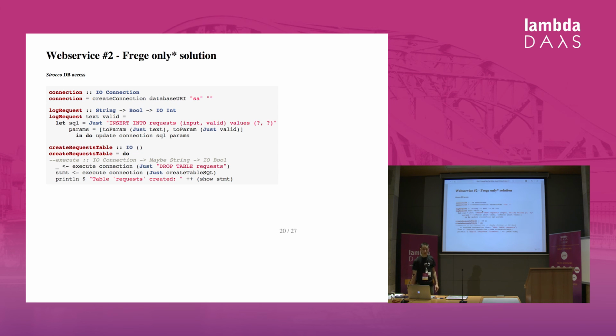And there is this database layer where I can create a connection to the database. It's I/O, it's a highly unsafe operation. I can log requests, so you can look at it and see how JDBC inside Haskell can look. So that's it, and there is also a function which drops a table if it exists and creates one.